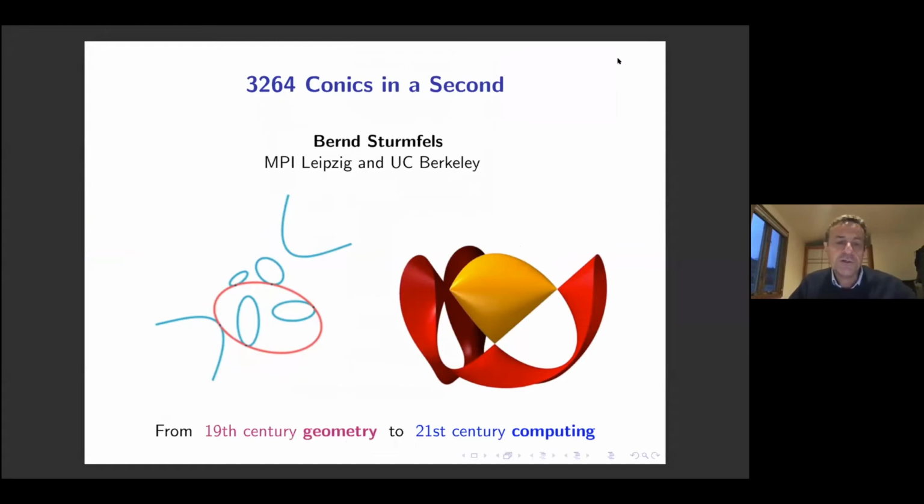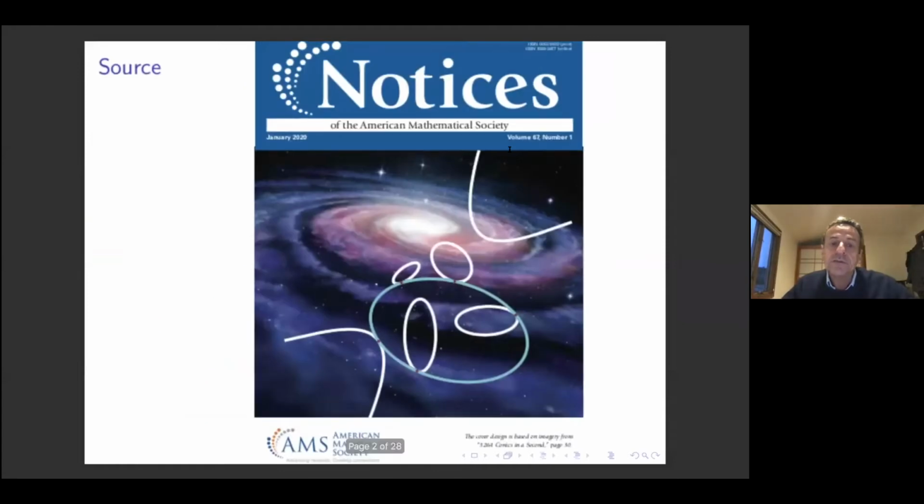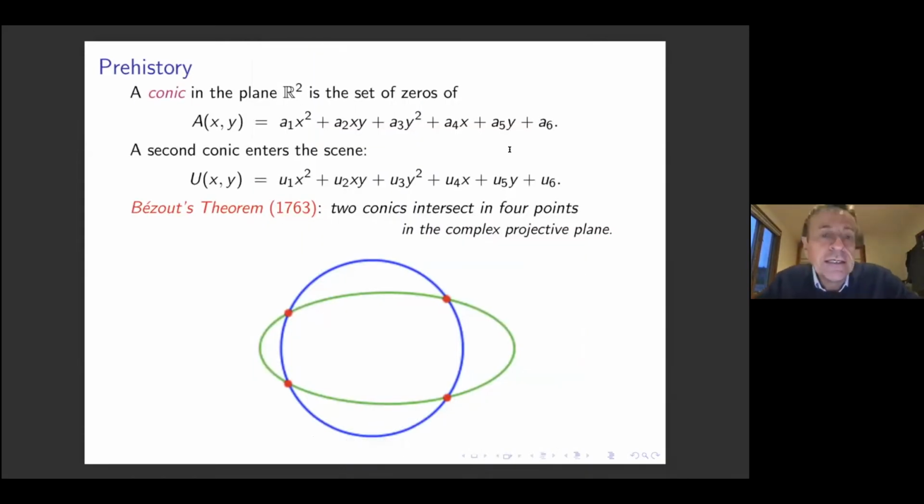So the left picture is also found in the intergalactic version in the Notices of the American Mathematical Society about a year ago in January 2020. And there is an article in this issue of the Notices called 3,264 Conics in a Second. So a good part of what I'll talk about today, you can read verbatim in this article. So what is this picture about? So the picture is about conics in the plane.